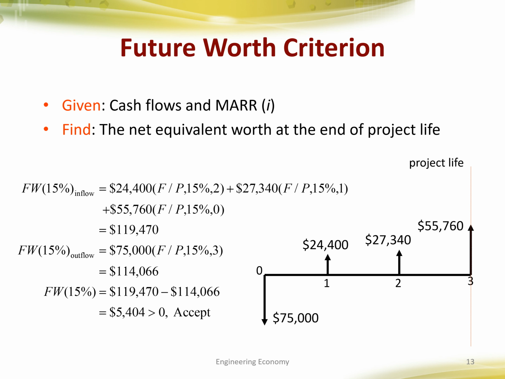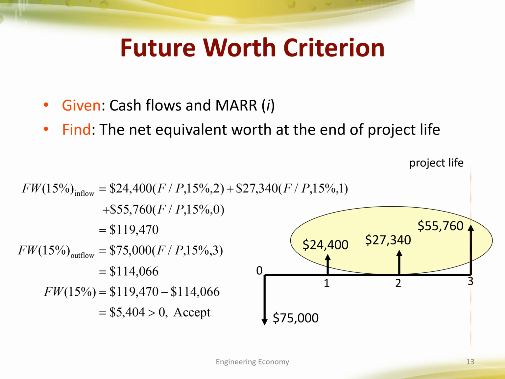subtract outflow from inflow and get a positive number, 5,404, which is greater than 0. So we'll accept this project. So if we take all the cash flows to the present time and compute its present worth, the result will still be the same. That is, we'll get the present worth, a value greater than 0, and we'll conclude that we'll accept this opportunity.